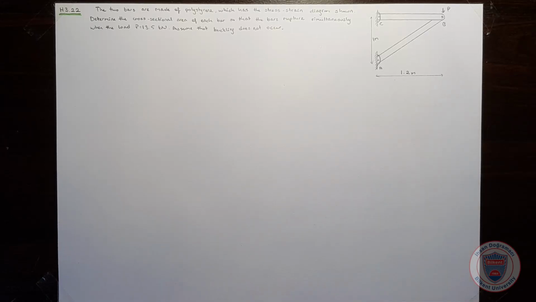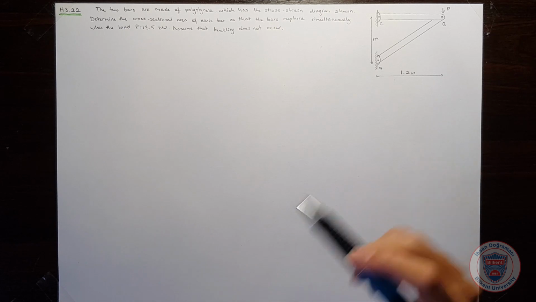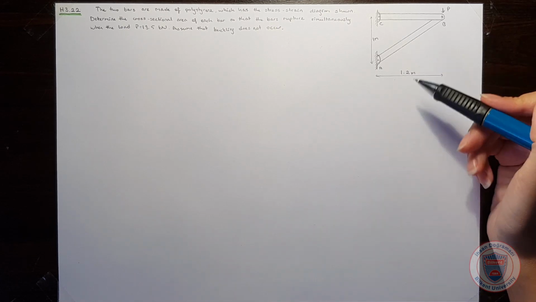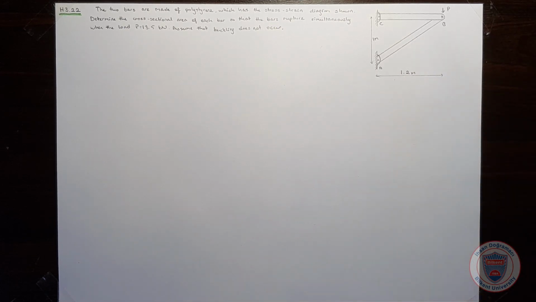We have two bars which are connected as shown. Our goal is to determine the cross-sectional area of each bar so that the bars rupture simultaneously when a load of 13.5 kilonewtons is applied. We will assume that buckling does not occur.